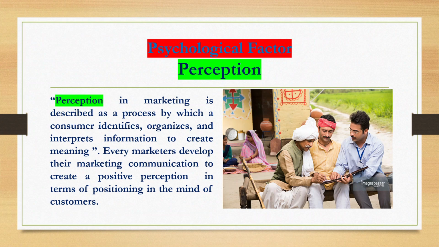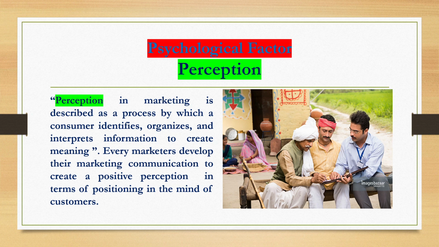Then is perception. Perception in marketing is described as a process by which consumers identify, organize and interpret information to create meaning. Basically, every marketer develops their marketing communication to create a positive perception in terms of positioning in the mind of consumers. So here, what you are offering doesn't matter as much as what consumers are perceiving about your market offering or your brand.